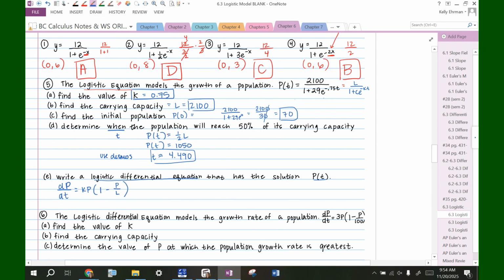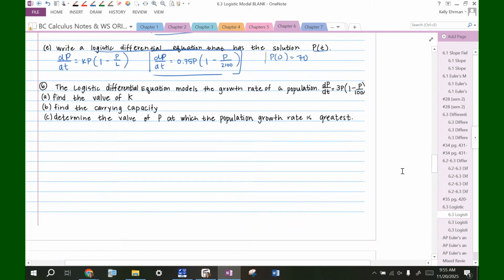logistic population growth model. So for this problem, dP/dt is equal to 0.75 times P times 1 minus P divided by 2,100. And that's it. I could give my initial condition too. I don't know if I need to do that, but P of 0 equals 70. I could say that as well.